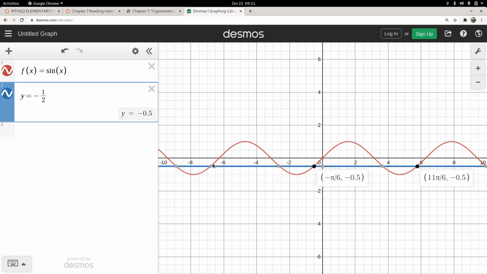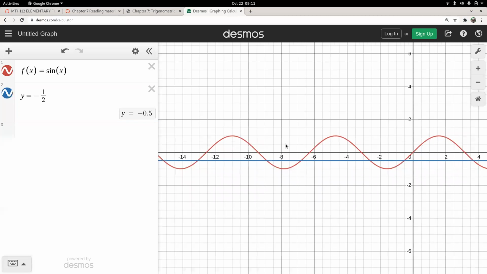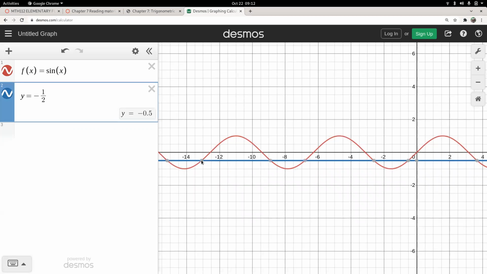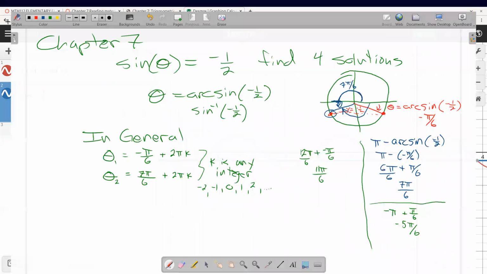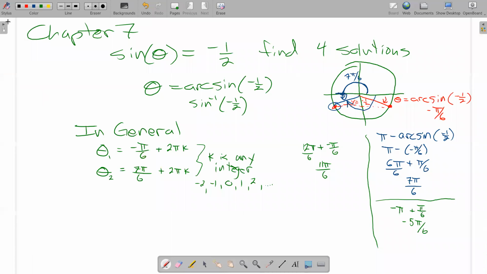And then uphill, this one right here would be my negative pi over 6 minus 2 pi to get there. And if we looked out this way, the next one would be here. That would be minus 2 periods. So from here we go minus 2 pi minus another 2 pi. So there's all my possible solutions based on the first two. In this chapter, we're just going to look at some more complicated equations and see what we can do to solve them.